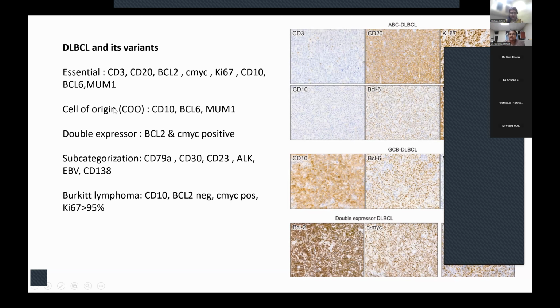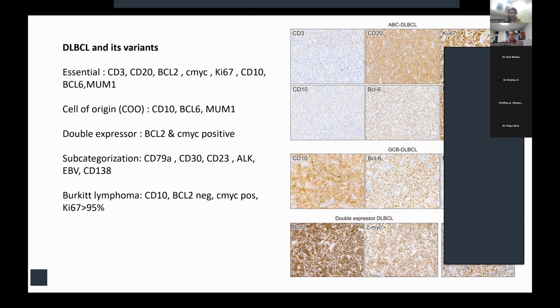Why is this important? This is because in some protocols or in some studies, the activated B cell type of DLBCLs have shown to have a lesser response to standard R-CHOP regimens. Why is the double expressor status important?